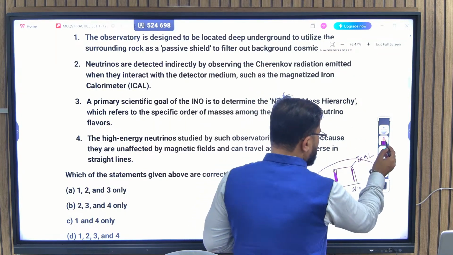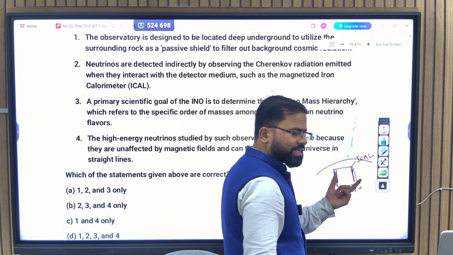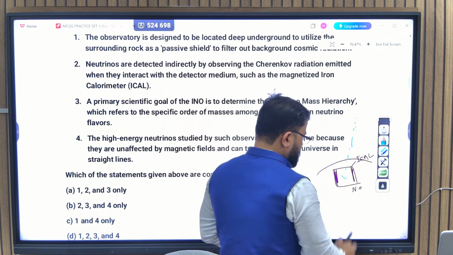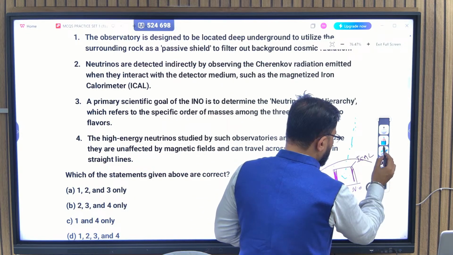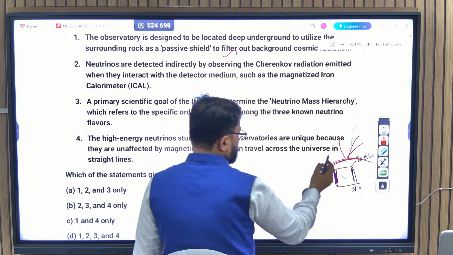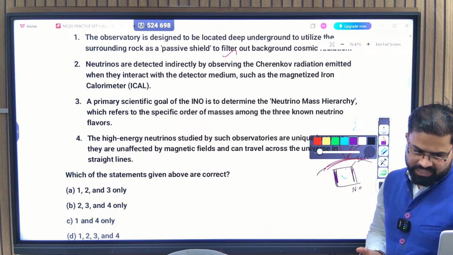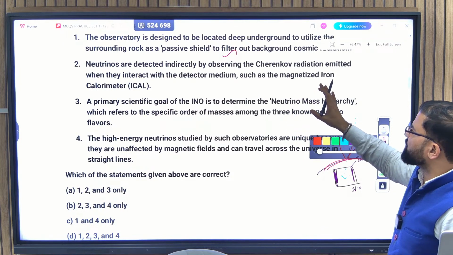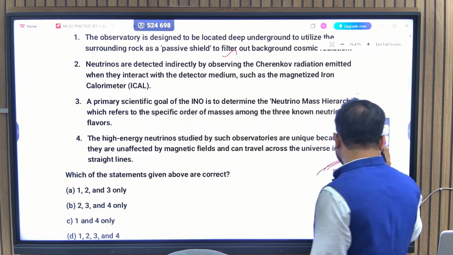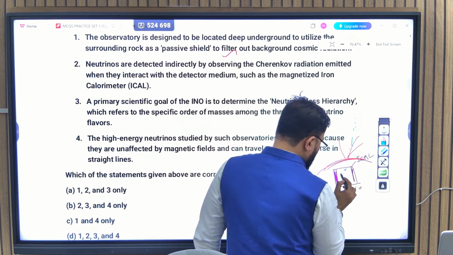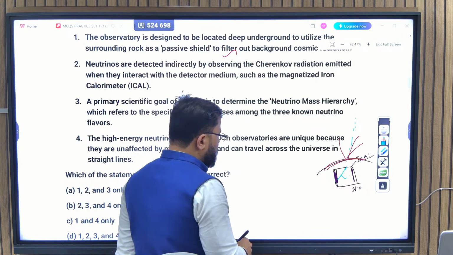Okay, so suppose these are the neutrinos. Since they are weakly interacting in nature, they can easily enter into this neutrino-based observatory. We have discussed that neutrinos are weakly interacting in nature, so what will happen? These neutrinos are detected indirectly by observing the Cherenkov radiation emitted when they interact with the detector medium. For example, when these neutrinos strike this ICAL, the magnetized iron calorimeter, what will happen?